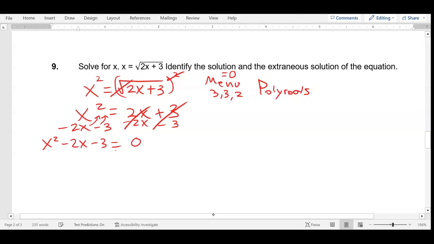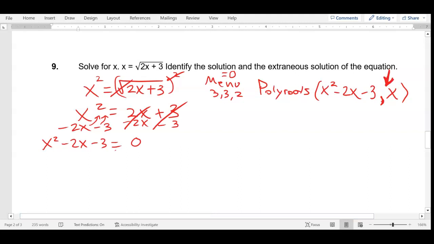Now, since it equals 0, I'm going to use menu 332. I'm going to type it into polyroots. It's going to look like this. Polyroots. I'm going to type the left side of the equation, but not equal 0. I'm going to put comma x. This is so important right here. You got to put the comma x.